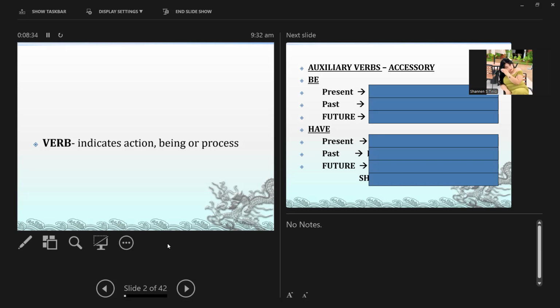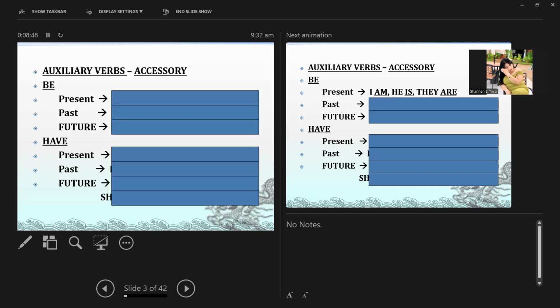All right, but did you know that it gets really confusing because verbs come in different forms, okay? We have auxiliary and we have other verbs. So let's first talk about the auxiliary verbs, okay? So we have be verbs and have verbs. We will find out later what is the difference between the two, okay?